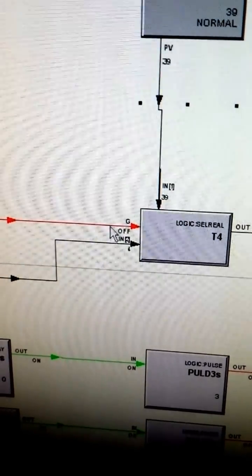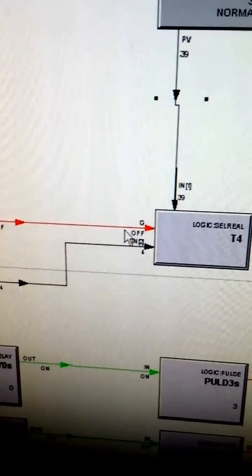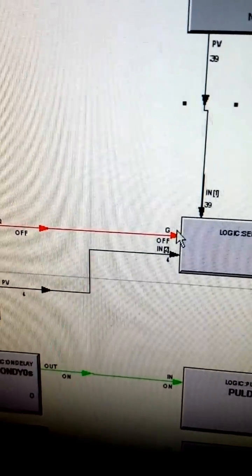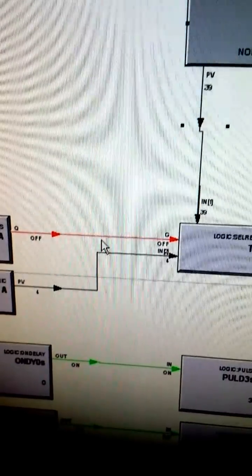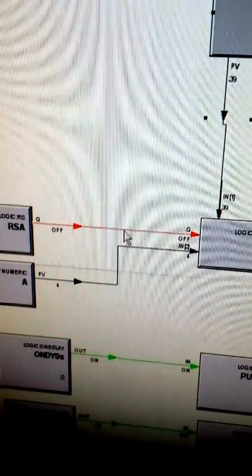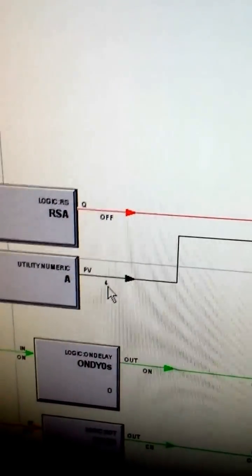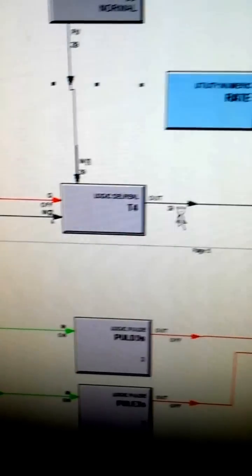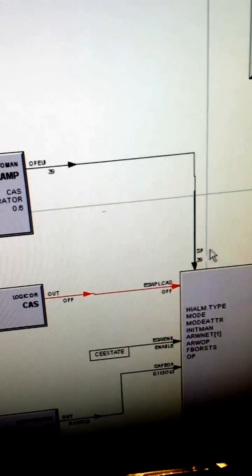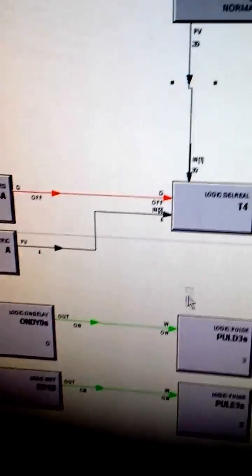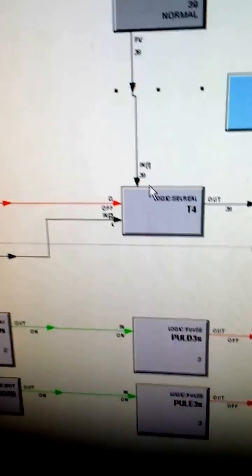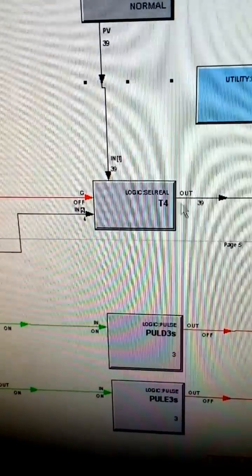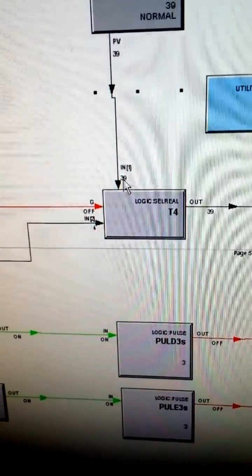Now as of the moment, this red color denotes that it is in logic 0 condition. If it becomes logic 1, this fixed value of 4 will become the output, and consequently it will become the set point. But right now it is a red signal, that means logic 0, so the input is 39. So the output is selected from input number 1, which is 39 in value, and the set point is also 39.